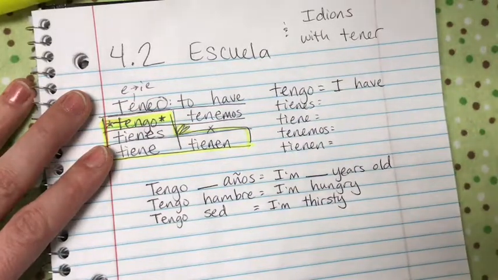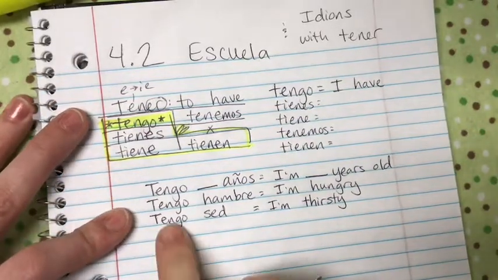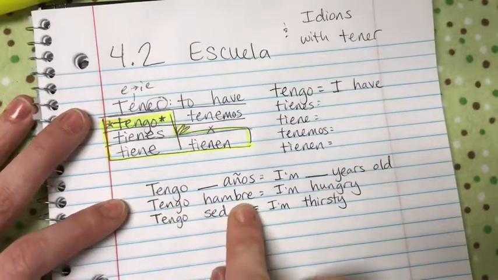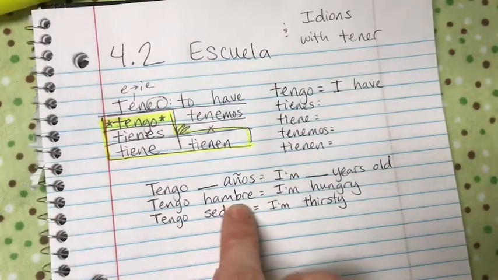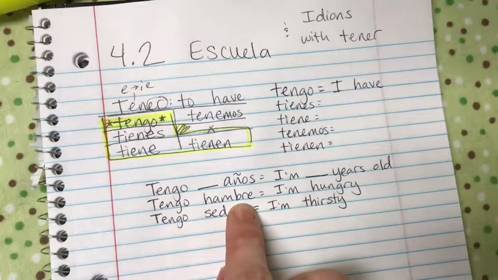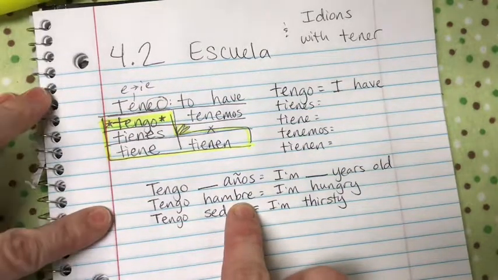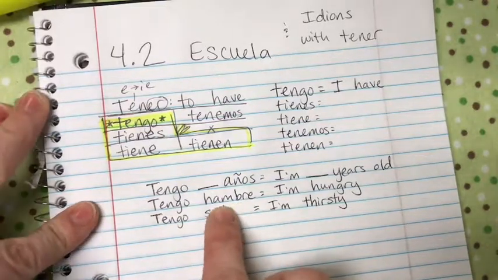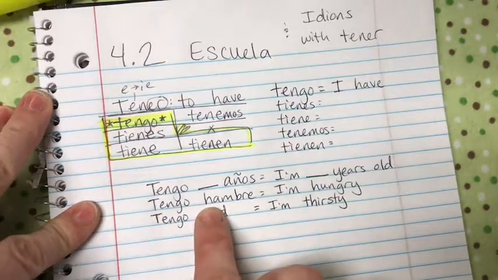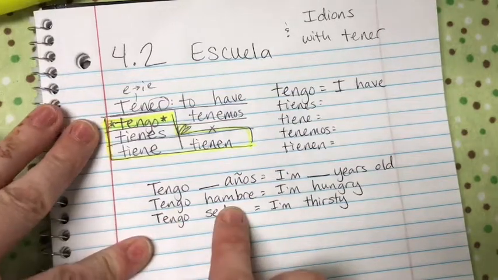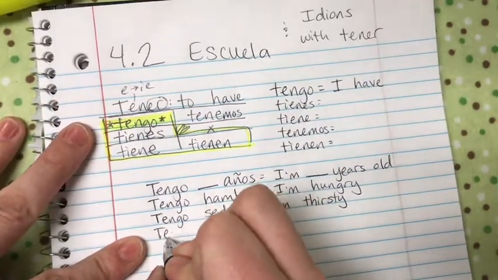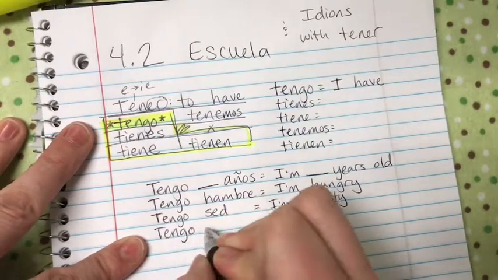I'm thirsty. Everyone say tengo hambre. Remember, if you look at that and you're not going to remember how to say that, write in a little pronunciation guide on the side. A-M-B-R-A-Y. Hambre. You don't pronounce the H in Spanish. Tengo hambre. Tengo sed.